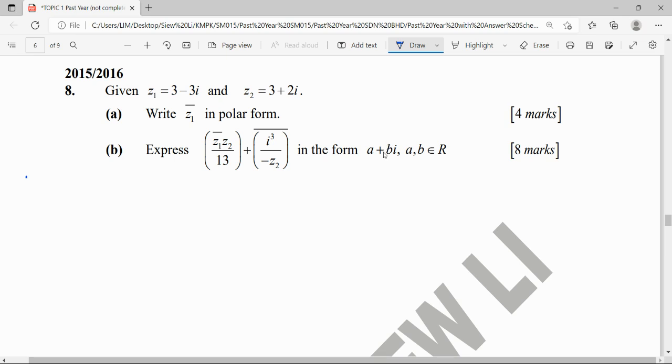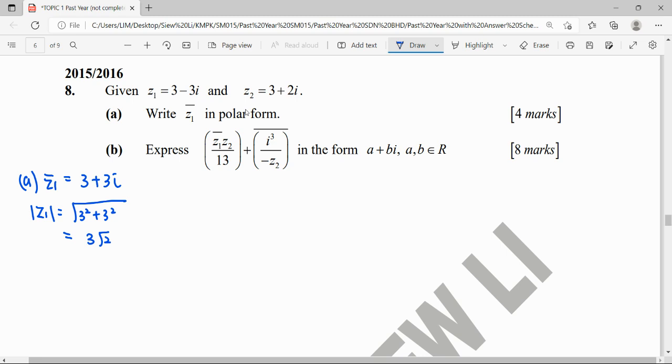So for question A, the conjugate of z1 will be equal to 3 - 3i. Change the imaginary part sign from positive to negative. Then, in order to obtain polar form, we need to find its modulus, where modulus is the square root of a squared plus b squared. It will give us 3 root 2. Then we find its argument.